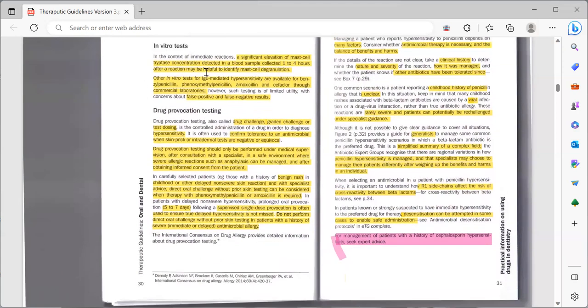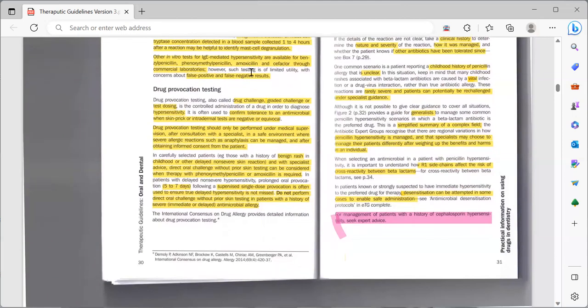Other in vitro tests for IgE mediated hypersensitivity are available for benzyl penicillin, phenoxymethyl penicillin, amoxicillin, and cefaclor through commercial laboratories. However, such testing is of limited utility with concerns about false positive and false negative results. So they are not a very good predictor. They can give a false positive result. It means that the patient is not positive, but the result shows that he's positive. So it is known as a false positive.